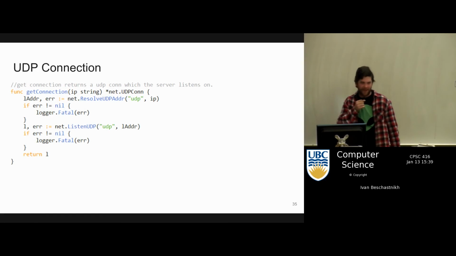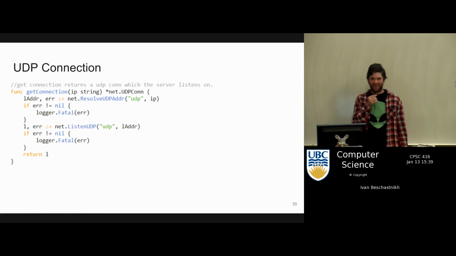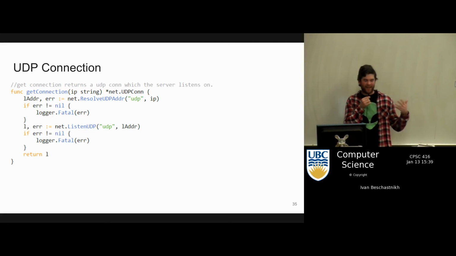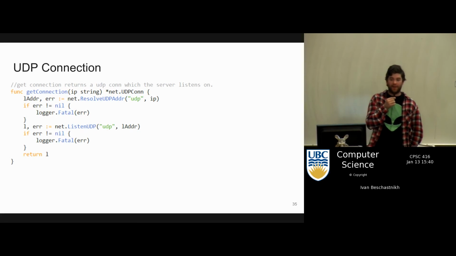And this is also pretty basic, just UDP connection. You have to resolve the address and you have to listen on it, and then you'll just get a connection back. What's particularly important here is the string argument that I'm passing to both of them. So it's just text, UDP. There's a pretty big space of arguments that you could pass there.